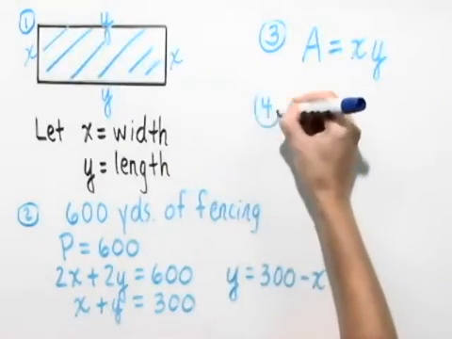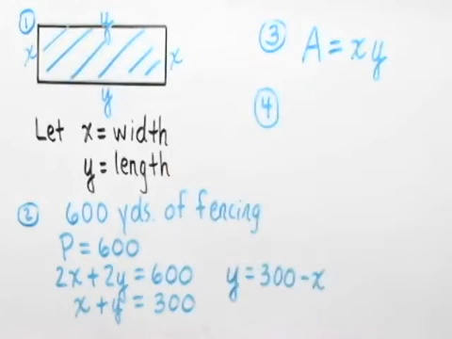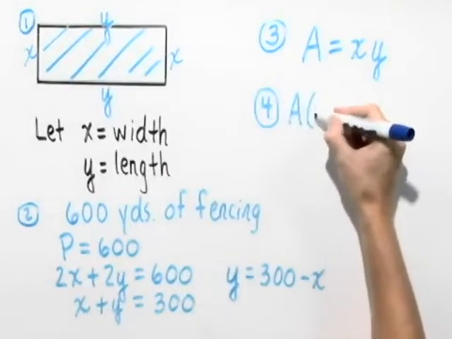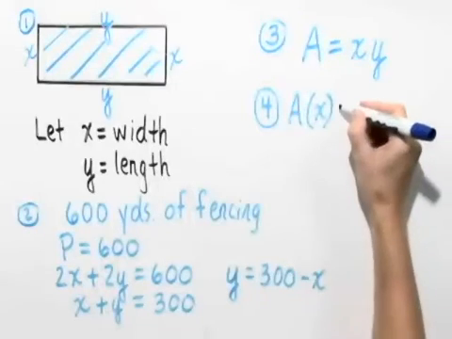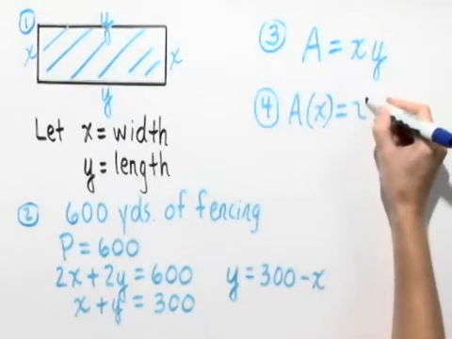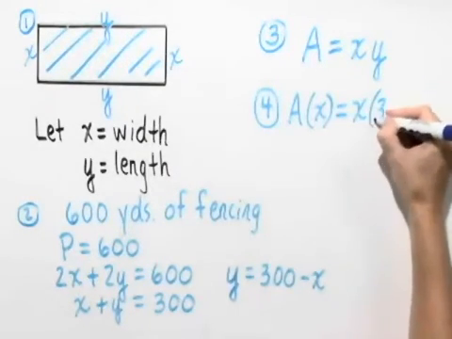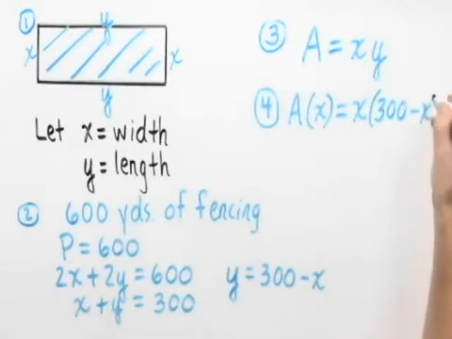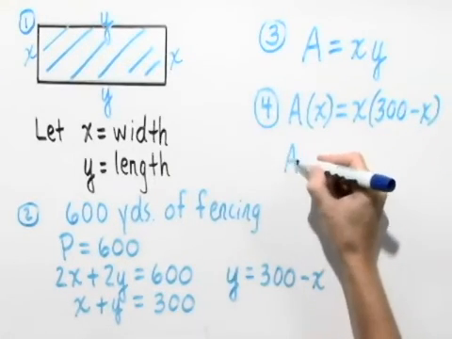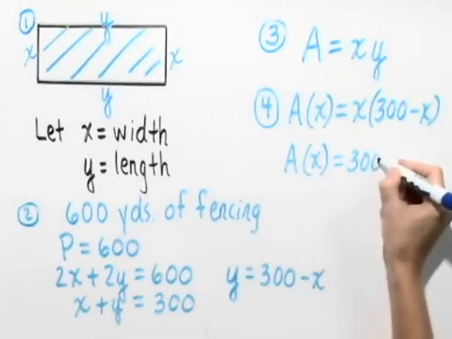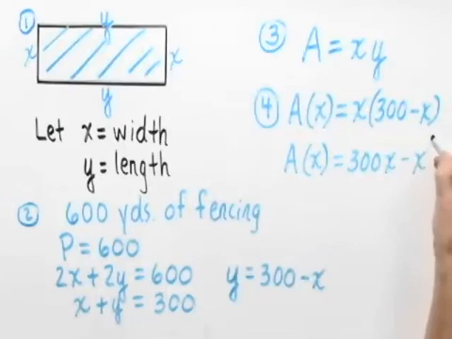And in my last step in part 4, I'm going to write the answer to this question. We want the area as a function of x. So for A, I'm going to write A of x, so that I have function notation, is equal to x times y, but I've already solved for y. I know that y is equal to 300 minus x. And I can distribute my x through. So I can say that A of x is equal to 300x minus x squared.